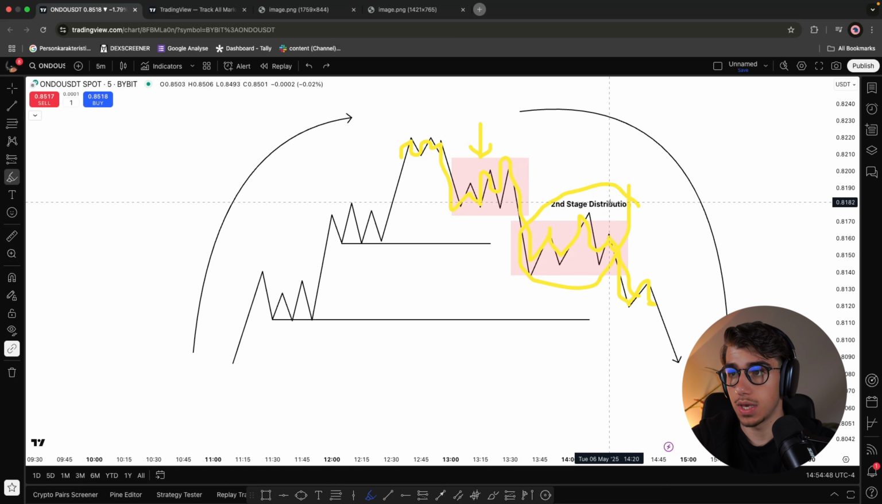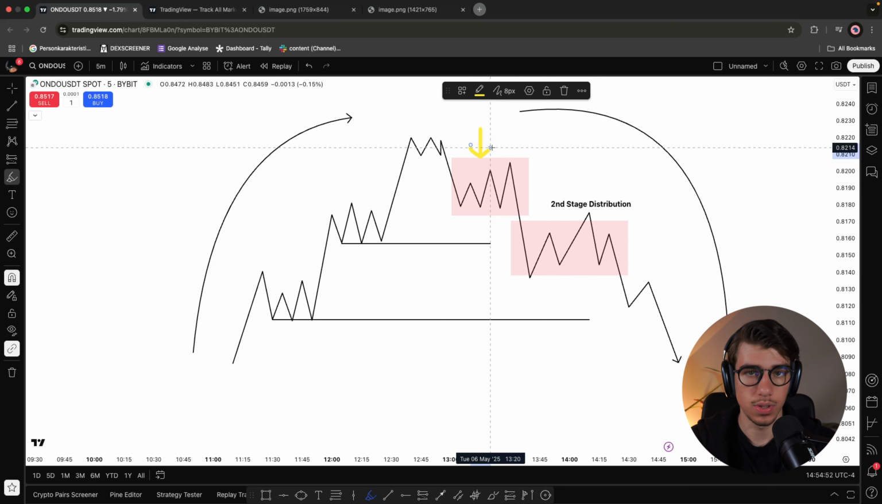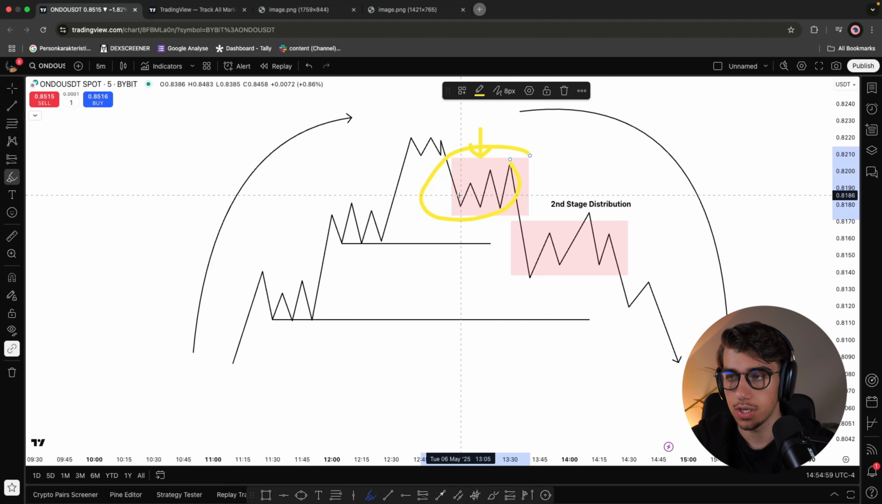Now, does this mean that you cannot look for your entry in the first stage distribution? Absolutely not. If you are very confident that this is going to be a market maker sell model, you can of course look for an early entry in the first stage distribution. All I'm saying is, if you decide to enter in the first stage distribution, you should probably reconsider your risk approach. So whenever I trade from the first stage distribution, which I will do at times, I will do it with significantly lowered risk.